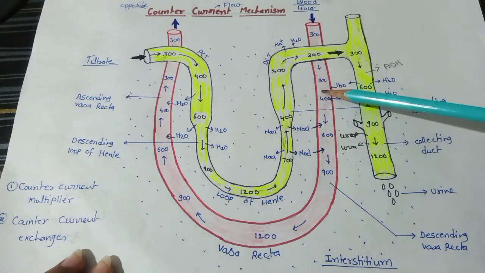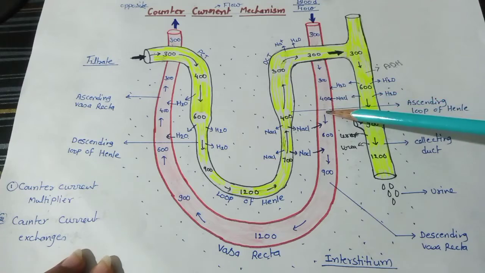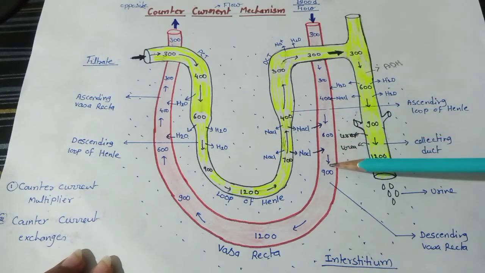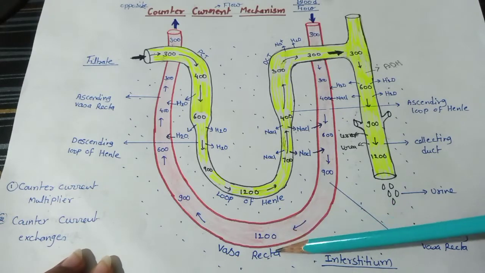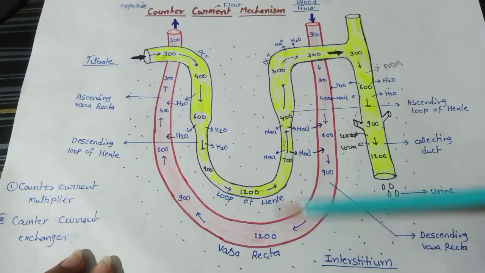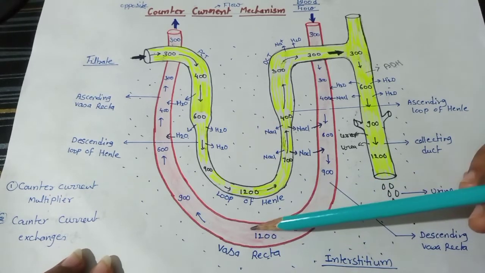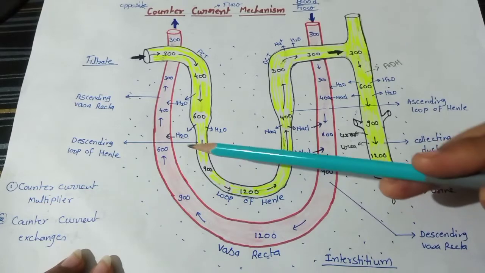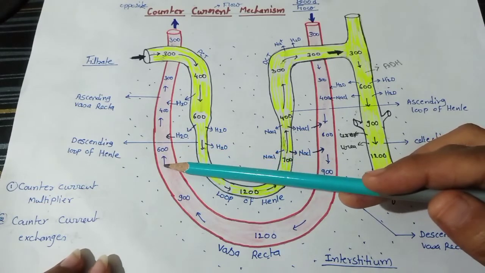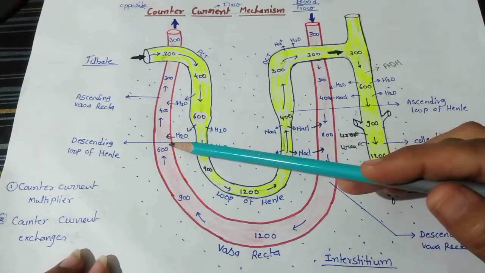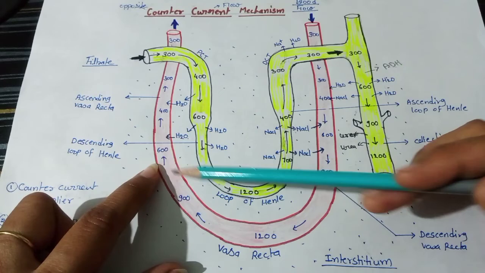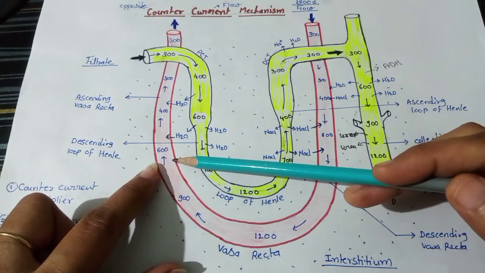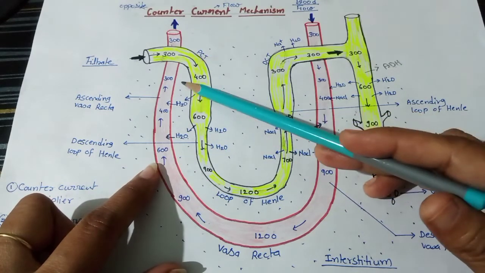So the osmolarity of the blood is going to increase like 400, 600, 900, and going up to 1200. And the osmolarity of the loop of Henle and vasa recta becomes equal, 1200. And when it enters the ascending vasa recta, the water is reabsorbed by the vasa recta, so the osmolarity is going to decrease in the form of 900, 600, 400 and 300.